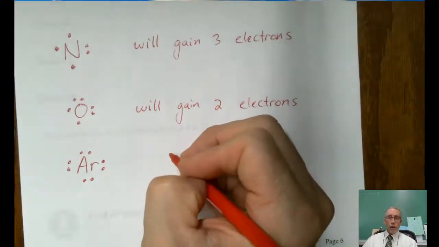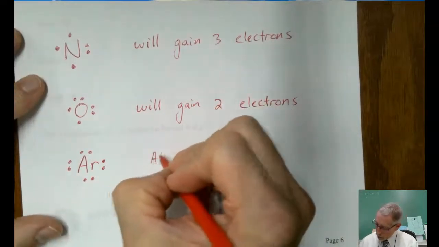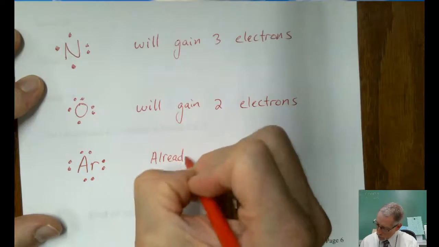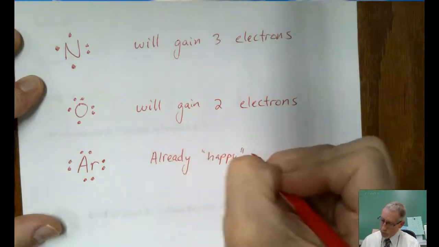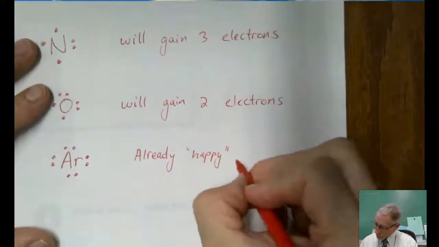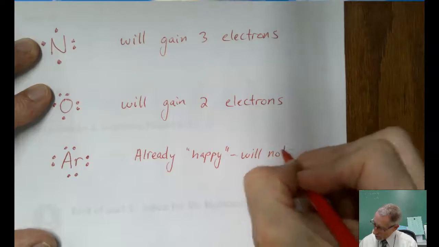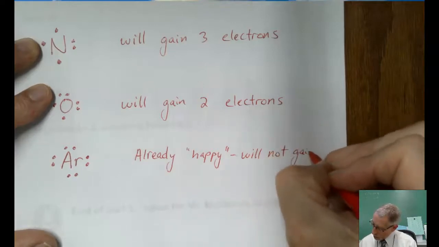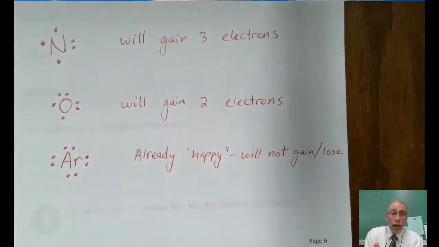So when you see 8, I want you to think happy. So it's already happy, in quotes, of course. They don't have feelings. So it will not gain or lose. It doesn't want to give them away, and it doesn't want to acquire any more. Okay?